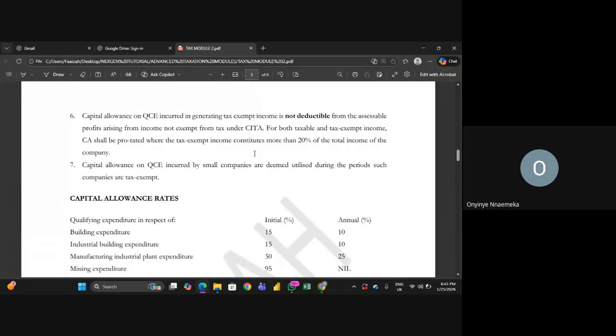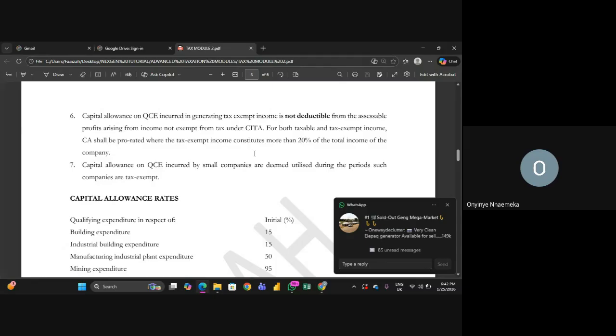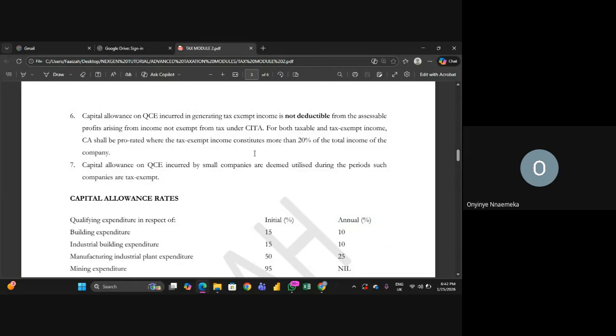Capital allowance incurred by small companies is deemed utilized during the period such companies are tax exempt. How can I say it? Small companies are exempted from paying company income tax. So as long as you are a small company and you are not paying tax, your capital allowance is running, but you cannot utilize it. You cannot claim it because you're not paying tax.